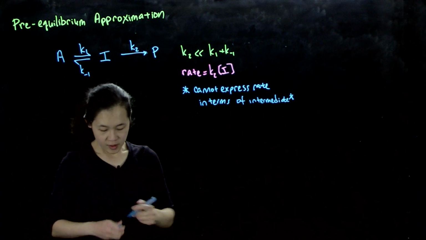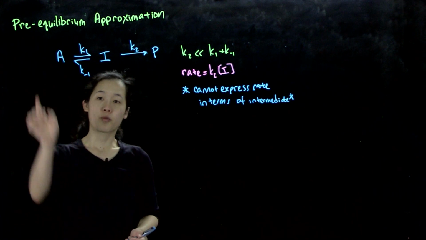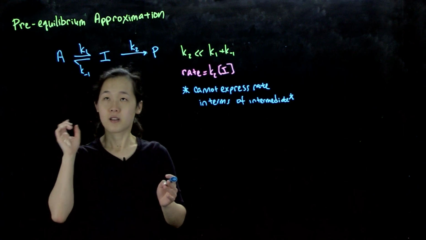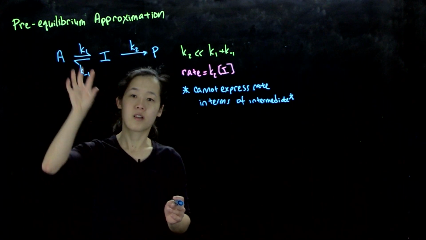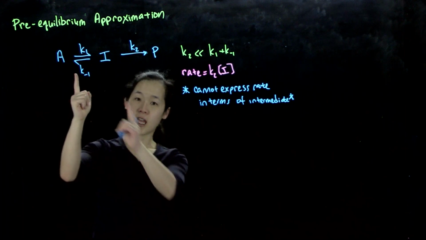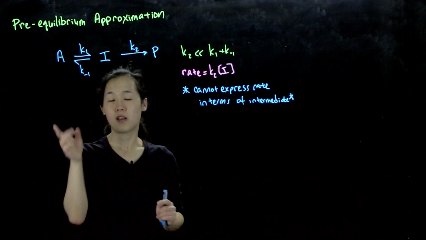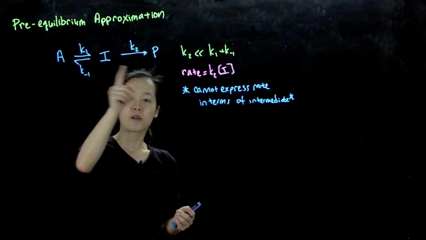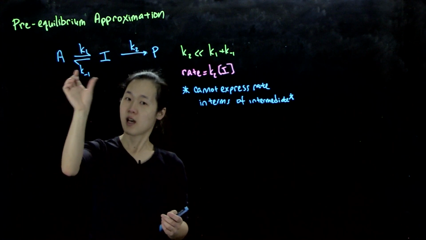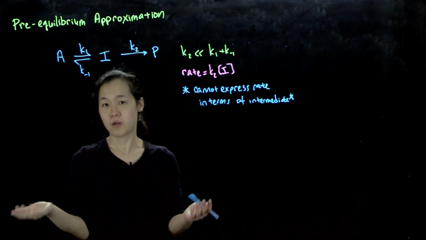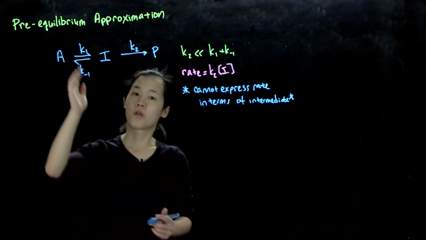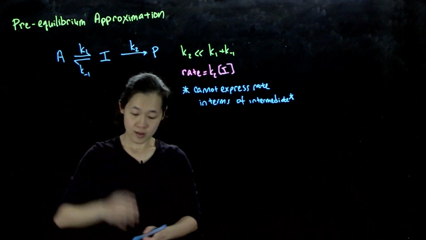Okay, so we'll do what's called the pre-equilibrium approximation. This approximation assumes that k1 and k minus 1 are a lot faster than k2, so that A and I are in equilibrium. If this were the opposite case, like if k2 were very fast, we would convert I as soon as it's formed, and then A and I would never be in equilibrium, so we wouldn't be able to do this approximation. So only certain scenarios apply for which approximations you're allowed to use.